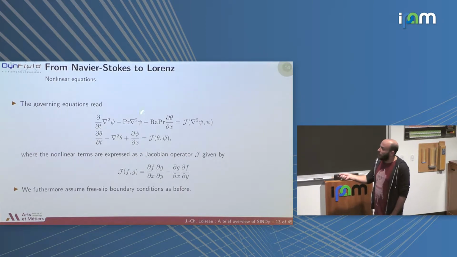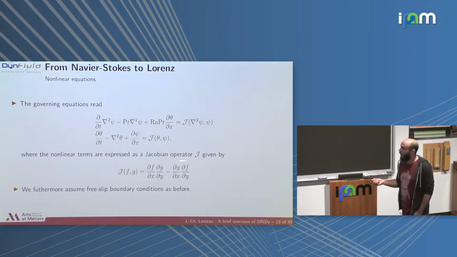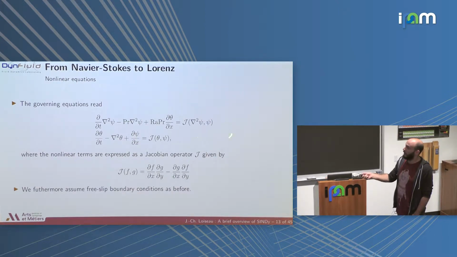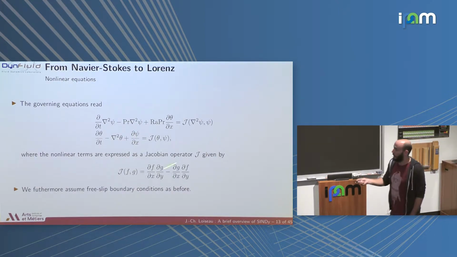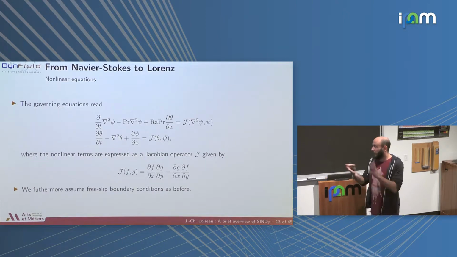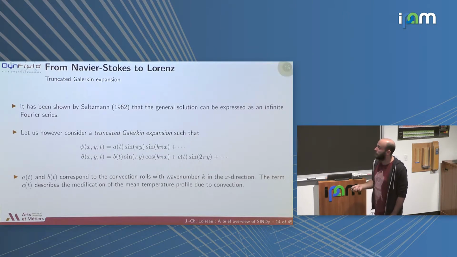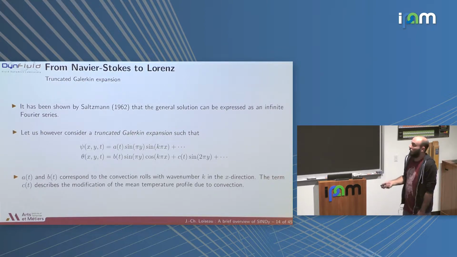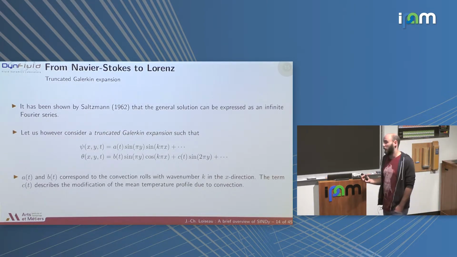The nonlinear equations are pretty similar to before. That's the linearized equation on the left-hand side, and then we have these nonlinear Jacobian operators that are our nonlinear term. We're still going to assume free-slip boundary conditions. And it was shown by Saltzman in 1962 that the general solution to this set of equations can be expressed as an infinite Fourier series.